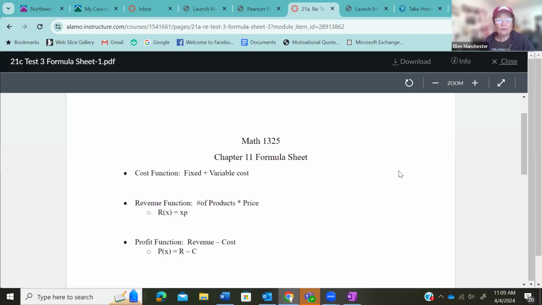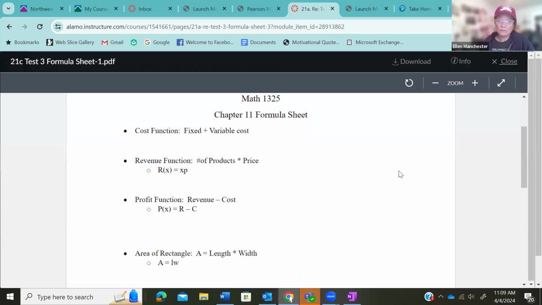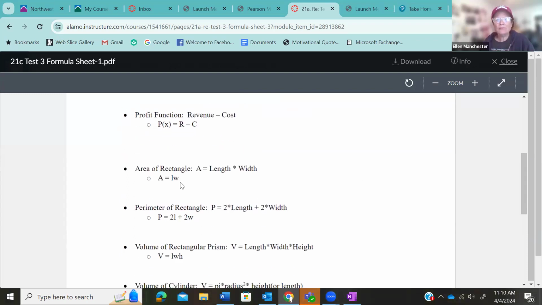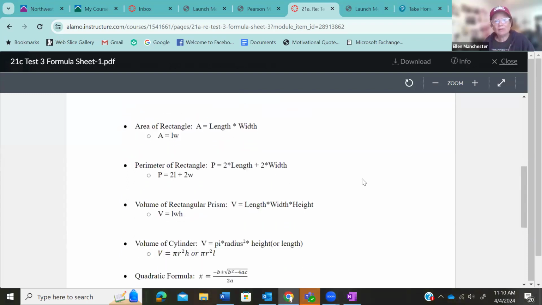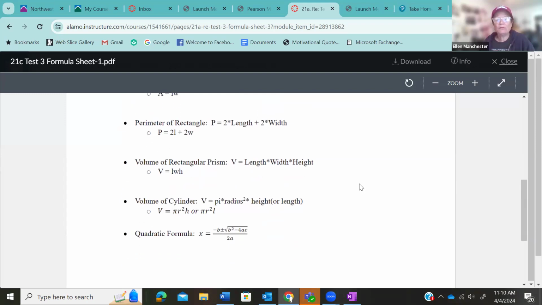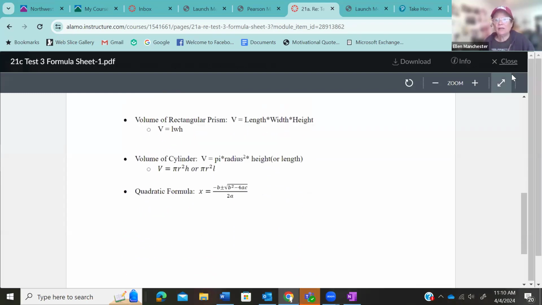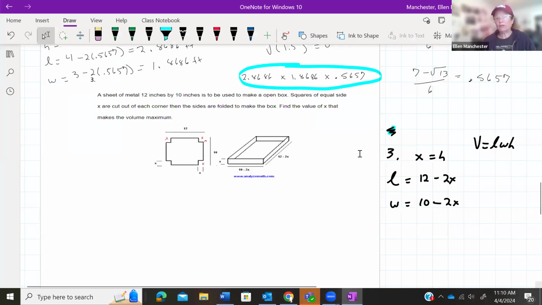Okay, so here are all the formula sheets. There's your cost function, your revenue function, the profit function, and then area of a rectangle, perimeter of a rectangle, volume of a rectangular prism, volume of a cylinder, and the quadratic formula. If you think of any other formulas that you use on this, let me know and I will add them to it. Okay, so there's our volume formula.